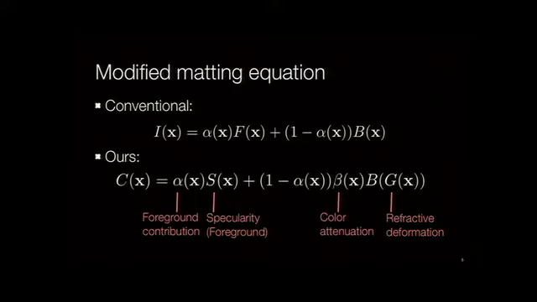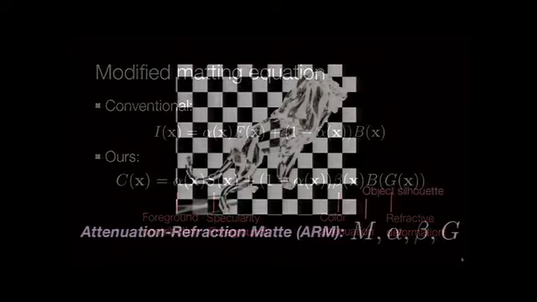We replace the notation I with C. The foreground is represented by specular highlight, and we replace the notation with S. We introduce beta for color attenuation and G for refractive deformation. So alpha, beta, G are part of the model to be extracted. We define M, which is the object silhouette, and it is also the processing region. So these four components, M, alpha, beta, and G, are collectively known as our attenuation-refraction match, or ARM. And the ARM model for the lion is shown here. So the problem is more ill-posed, so an interactive approach is expected.